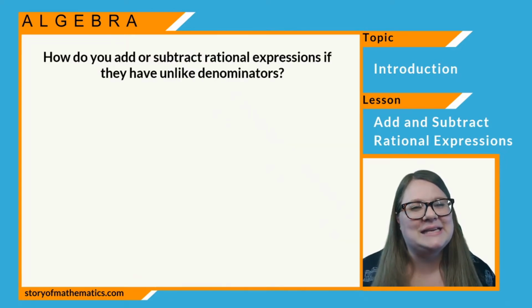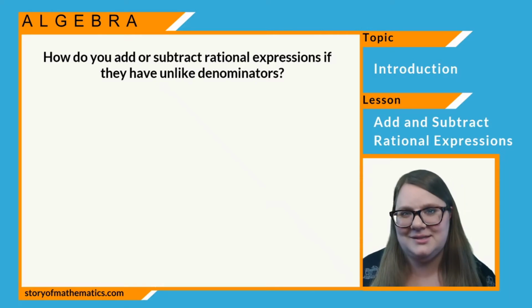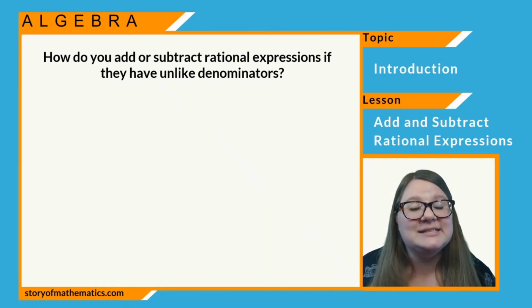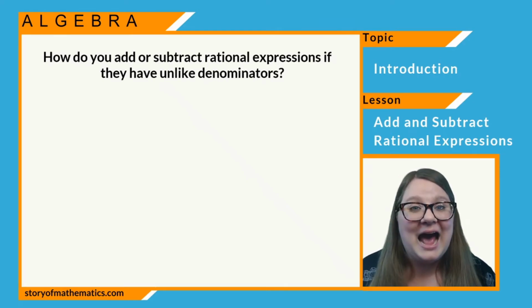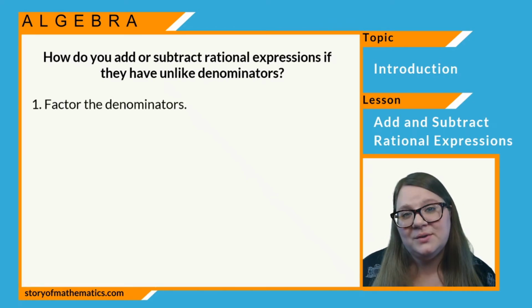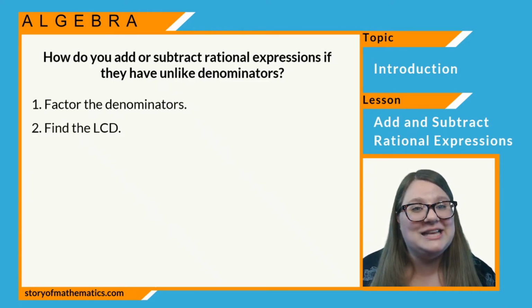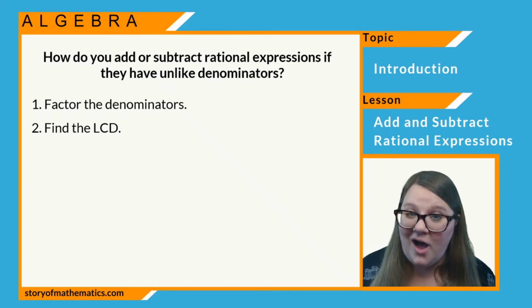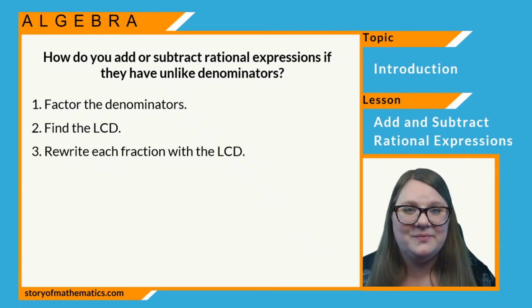All right, now I know you're asking, but what if the denominators don't match? What if they have unlike denominators? Well, the good news is that the steps are very similar. We're just going to do a couple of additional things at the beginning. So the first thing we'll do is we'll always factor the denominators. Then we'll find the LCD, or the least common denominator. Then we're going to make sure you rewrite each fraction so that it has that LCD.